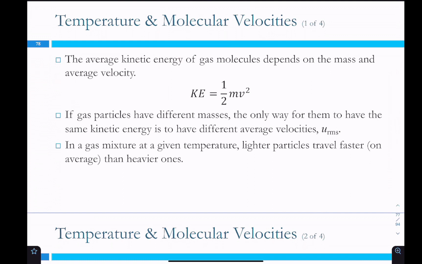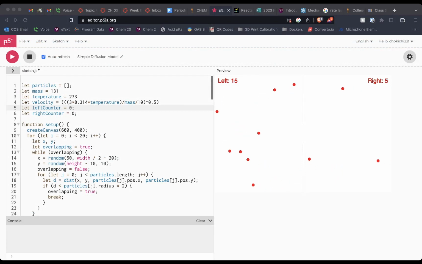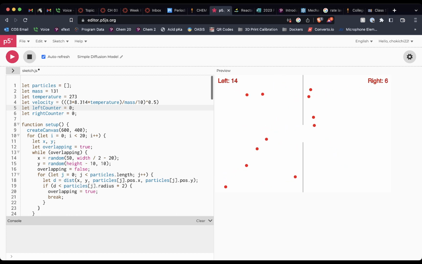We've mentioned also that the average kinetic energy of gas molecules depends on the mass and the average velocity. So actually we can flip over to this. I have that built in here. Here we go. If I change the mass, you can consider these particles, the speed that they're moving around, as representing their energy. I didn't get around to programming their size to scale, but if I take this mass number here, 131, that's xenon, and let's move it up to radon, 222.